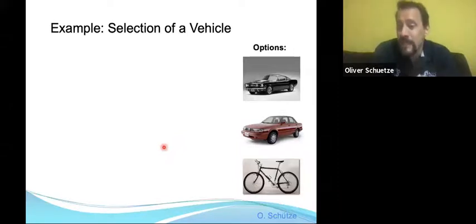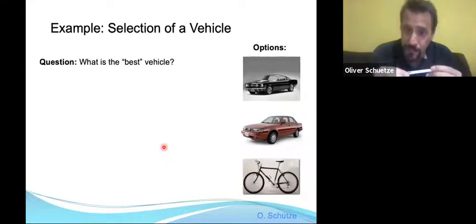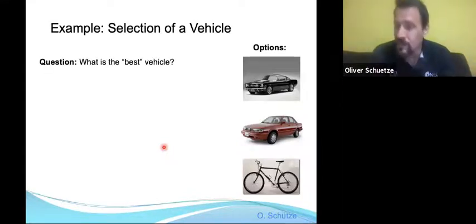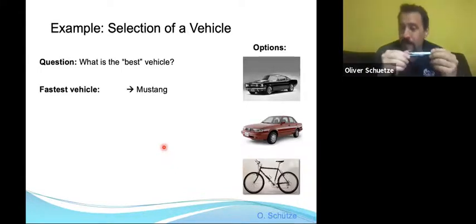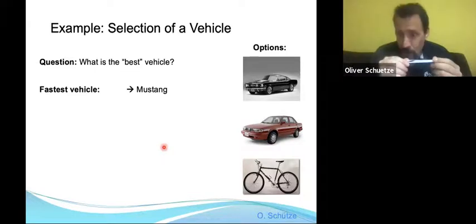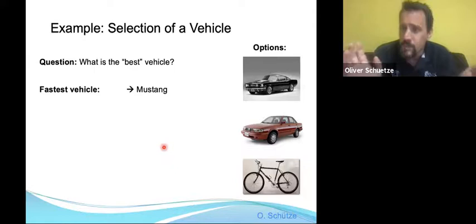Well, it depends completely on what you want. So that's the first thing. We have to define the objective, right? So it is not clear what the best is. For instance, if we go for speed and we have these three choices, the Mustang is the winner, right? And all the others will not win. The Mustang is the best, the only best solution.